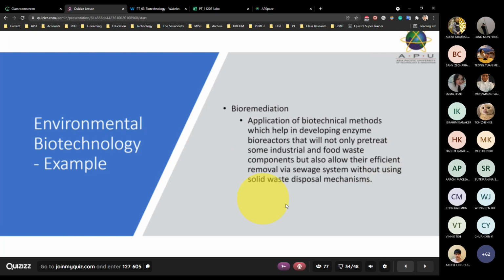So the one example here is the one I just highlighted, a process called bioremediation, whereby they are able to process certain waste and allow it to be broken down into safer components.